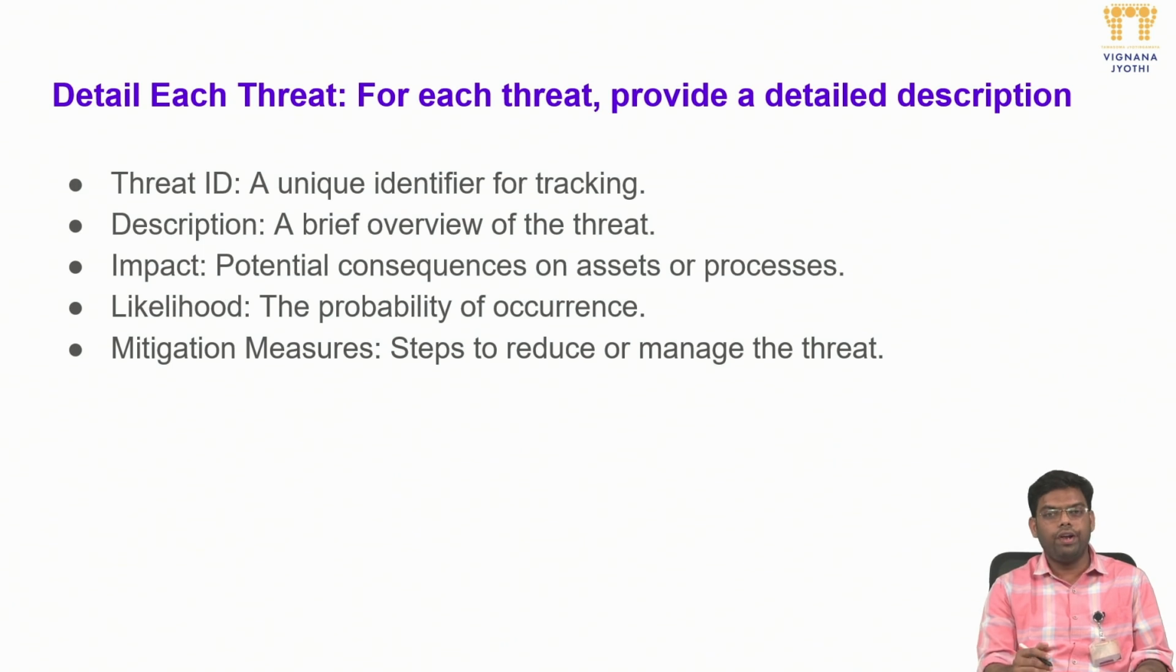Next is how to detail a threat, how to report a threat. We have a format here. First, a threat ID, which we have to specify, then the description of the threat, the impact of the threat, the likelihood, which is the probability of occurrence, and mitigation measures, the steps to reduce or manage the threat. So this is about the description of the threat, how we document a threat based on a few factors.